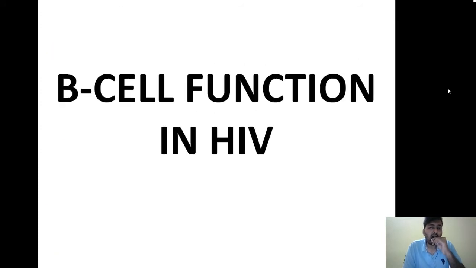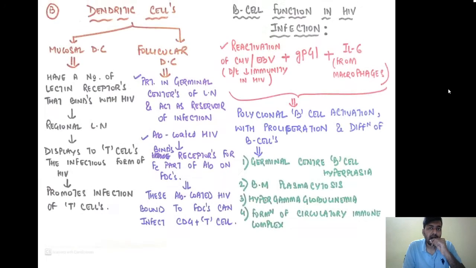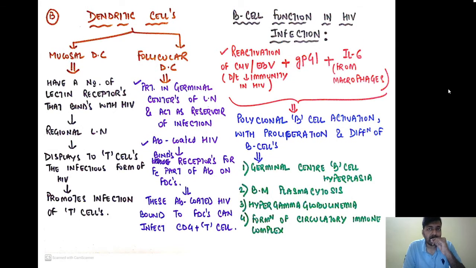Now what is the role of B cell in HIV? Let us see. Now remember that whenever there is HIV, our body immunity will fall. That is going to cause reactivation of the cytomegalovirus and Epstein-Barr virus infection. Along with that, the GP41 glycoprotein, and the release of interleukin 6 from the macrophages in response to HIV infection, these three things cause polyclonal B cell activation with proliferation and differentiation of the B cells.